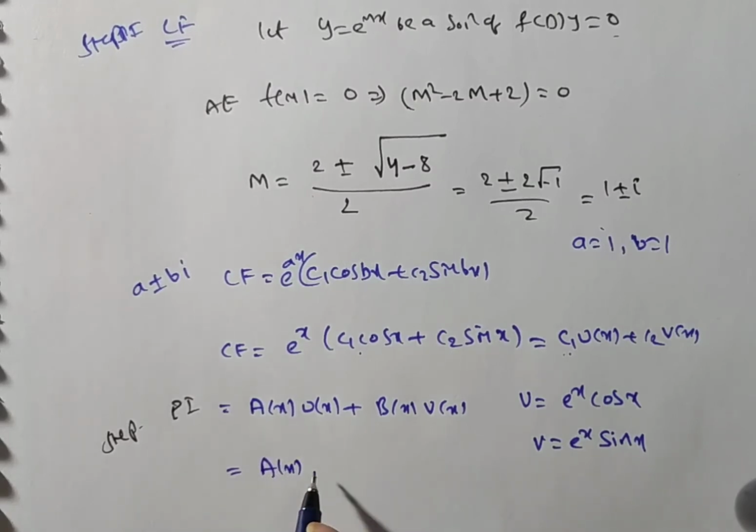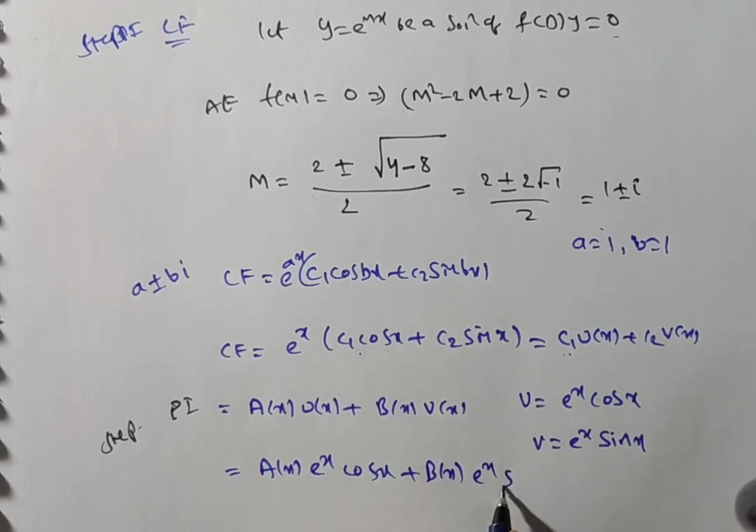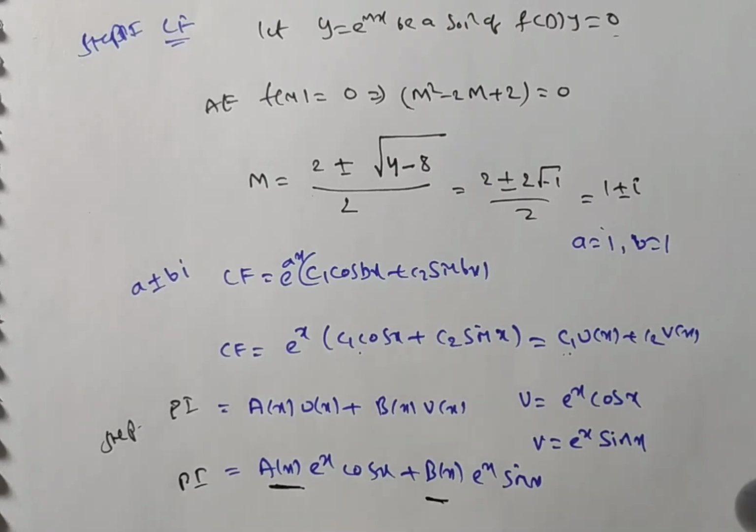u of x means e power x into cos x. v of x means e power x into sin x. So friends, in the particular integral we need to find out the a of x and b of x values.